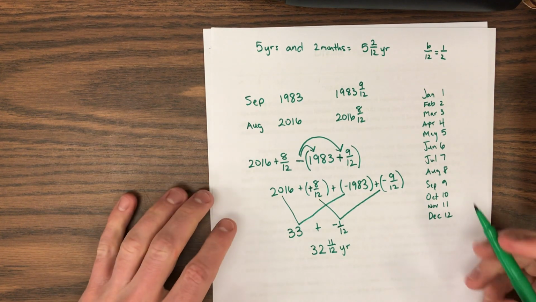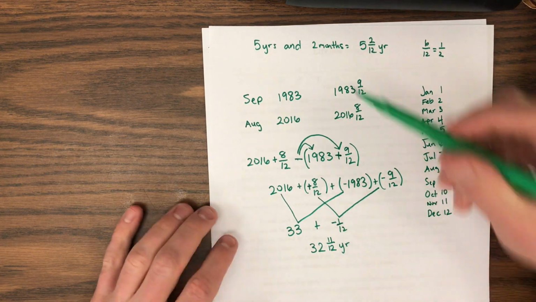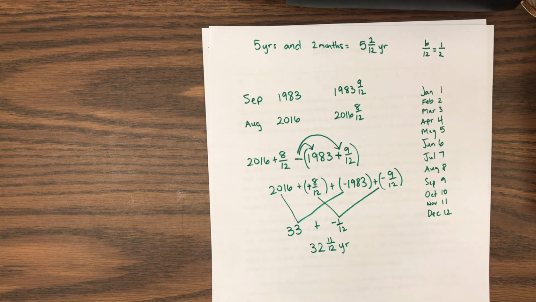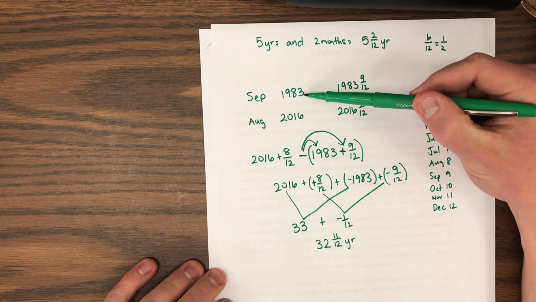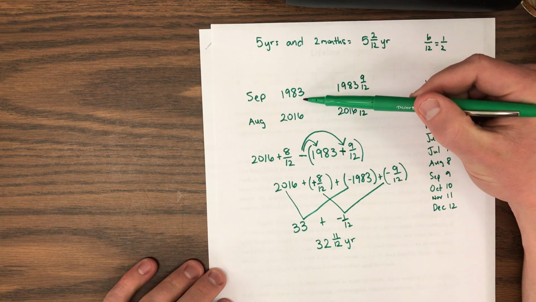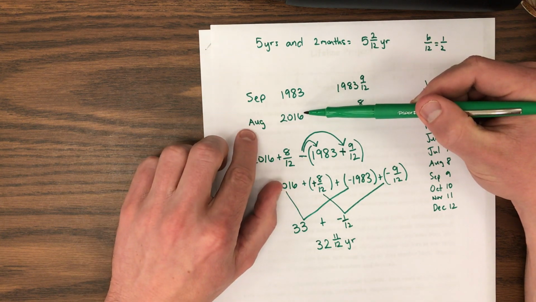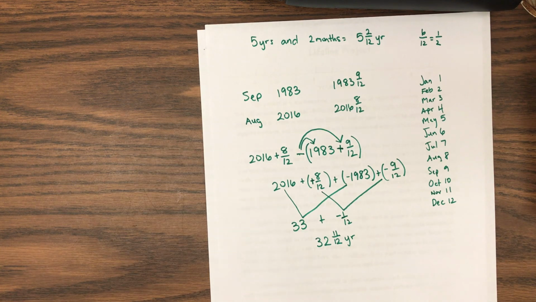Okay, so you could do it this way if you want. You could also just think about it in terms of years and months and sort of do some counting. Like, okay, 1983 to 2016, well, that's 33 years, but I know that I should go back 1 month because I didn't quite get to September, so it must be 32 and 11/12.